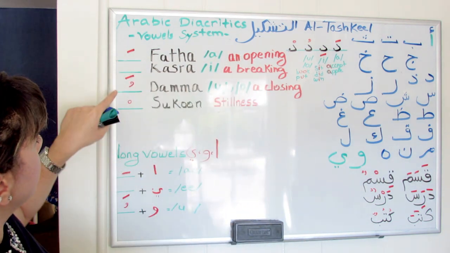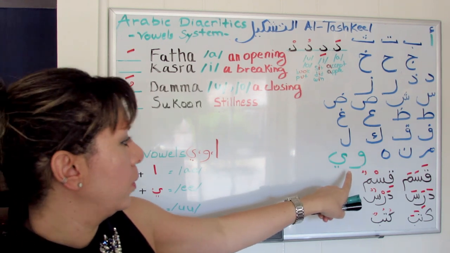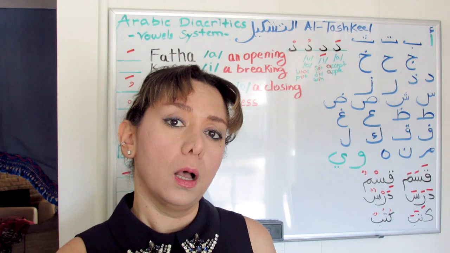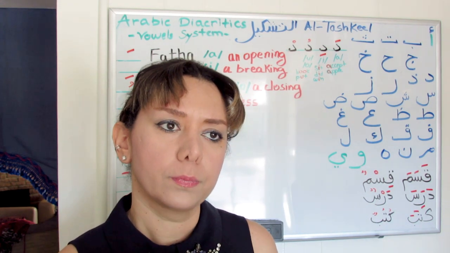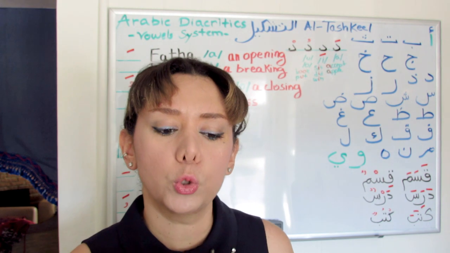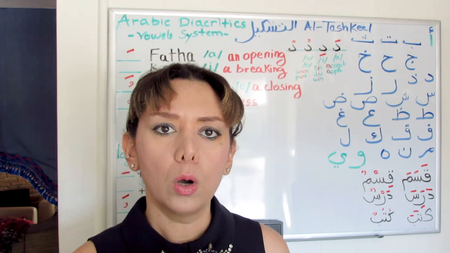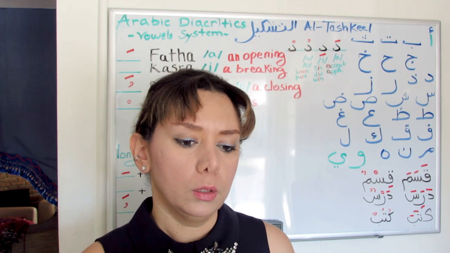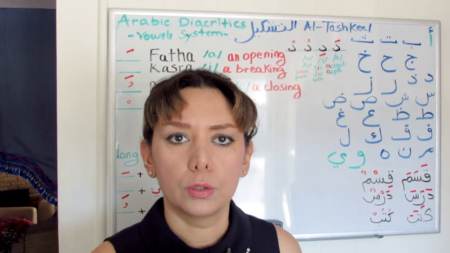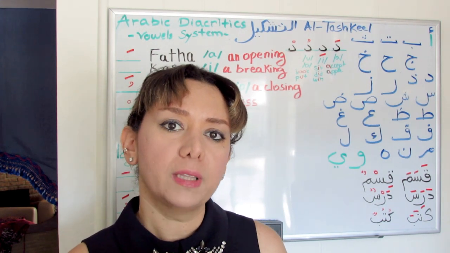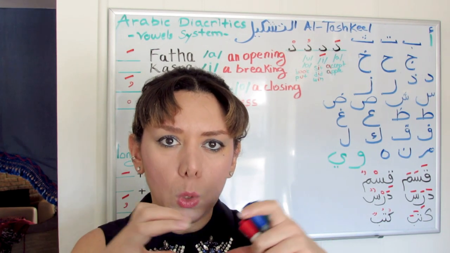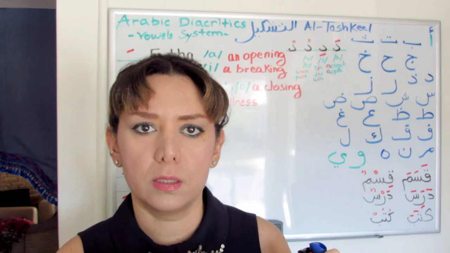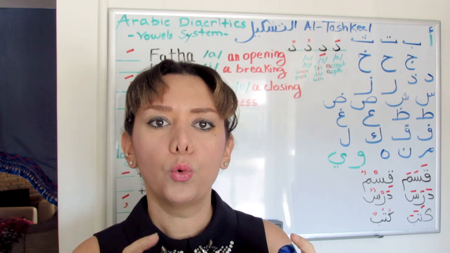Dammah. It looks like a little waw. It's an apostrophe-like shape, and it sits on top of the letter. It has the short sound of u or o in English, like book or put. The meaning of dammah is closing, because you join your lips when you pronounce it, like bu, tu, ru, zu.